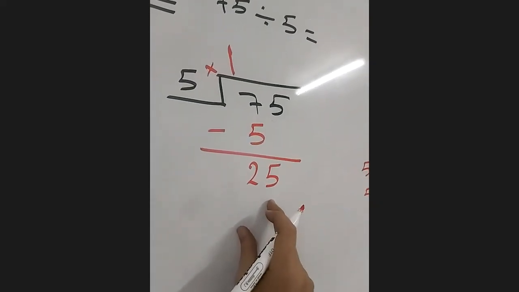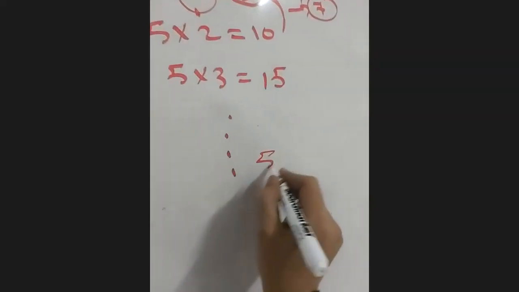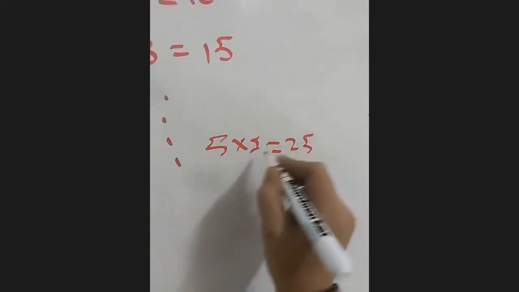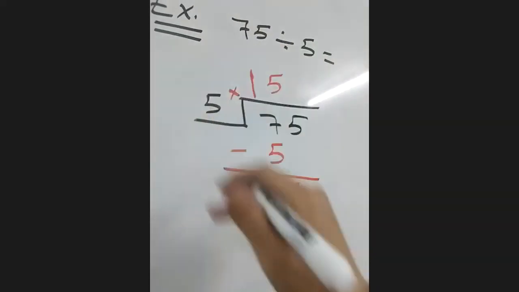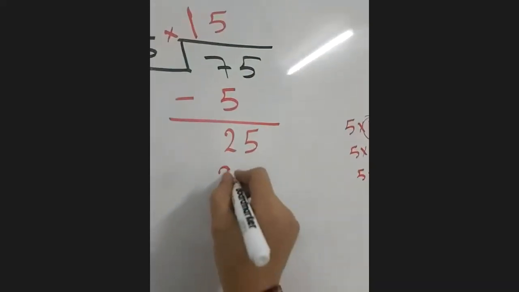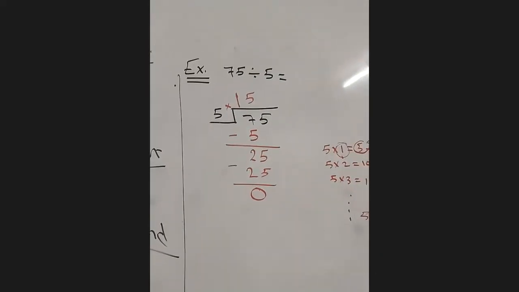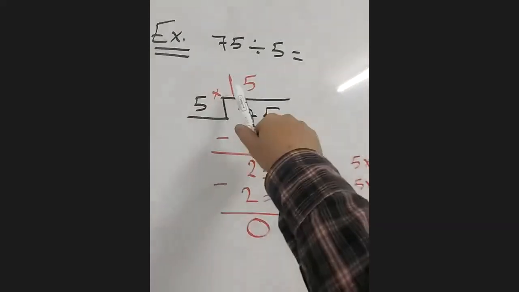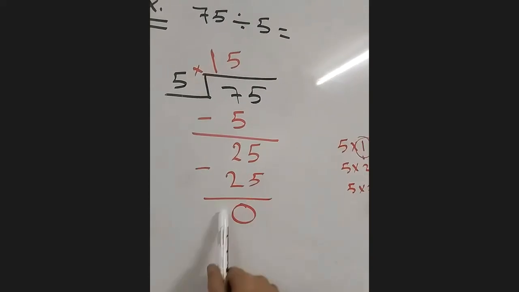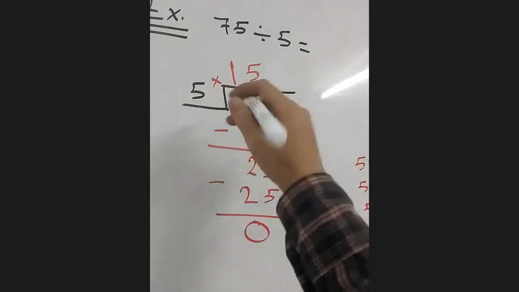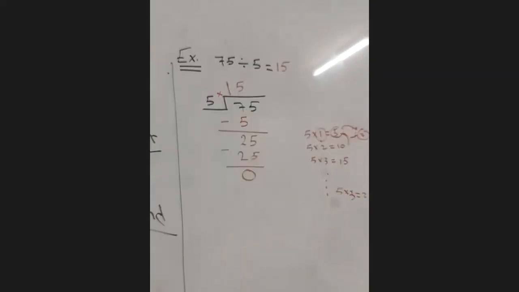I will ask myself now, 25 divided by 5. We know that 5 times 5 is 25. So 25 divided by 5 is 5. Now I will do the same cycle. 5 multiplied by 5 is 25. Subtract, 0. So 75 divided by 5 is 15 with remainder 0. If the remainder is 0, no need to mention it. So the answer is only what? 15. The answer is only 15.